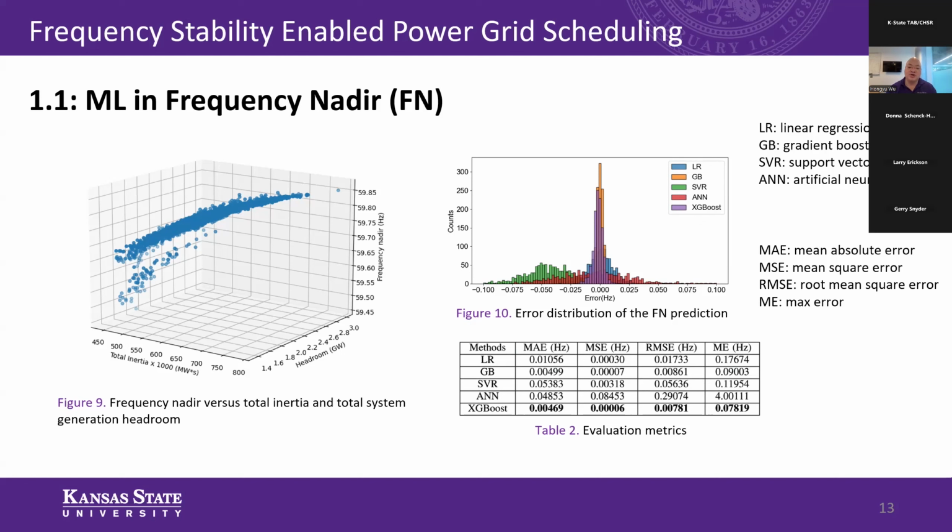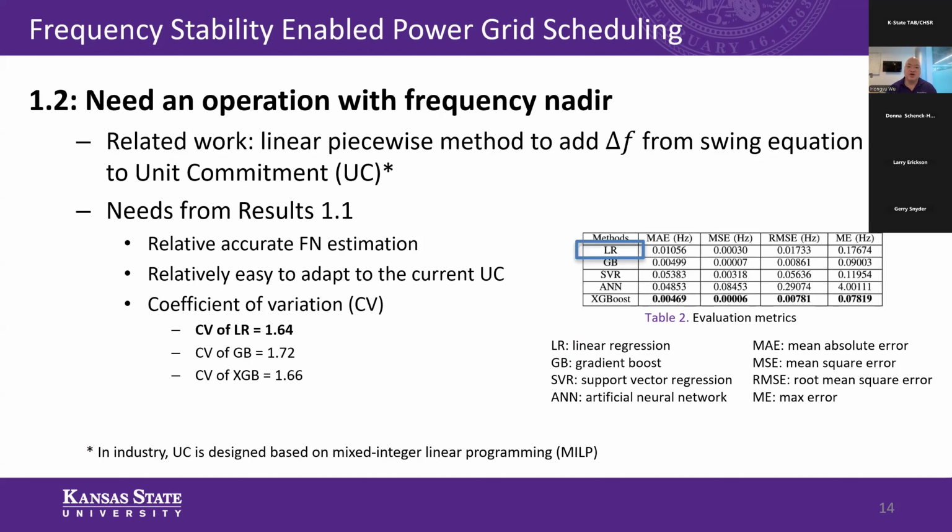The next step is to incorporate this forecast model into our unit commitment model. Based on the strong prediction, we can see the UC. In this section, we treated the frequency nadir as a constraint, not just as an output. With past work, this basically used a piecewise linear model from the swing equation.